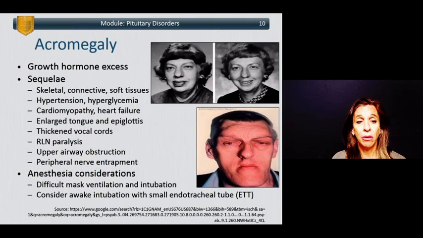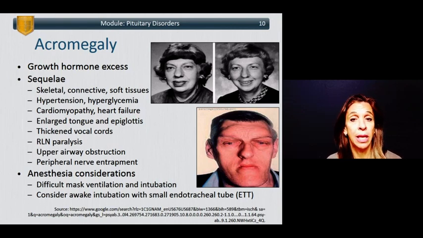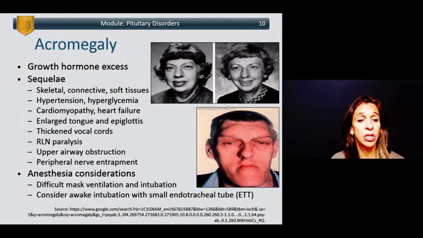So one of the more common disorders related to pituitary disease is acromegaly. This is actually related to an excess of growth hormone. Growth hormone is produced by the anterior pituitary. The sequelae of this is skeletal and connective and soft tissue hypertrophy. There's hypertension and hyperglycemia typically present. Patients can have cardiomyopathies and even heart failure.